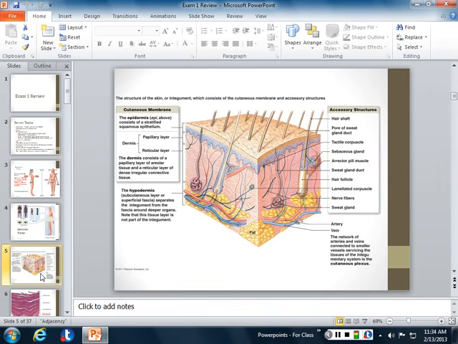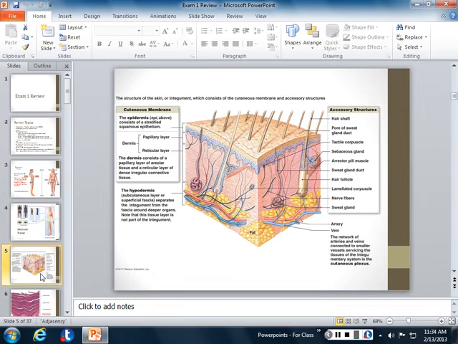Underneath the dermis is the hypodermal space, which is not technically part of the skin. It's under the skin. But this is areolar tissue, like we've all seen in lab, and it allows the skin to move separately from what's underneath it. Okay, so those are the layers of the skin.